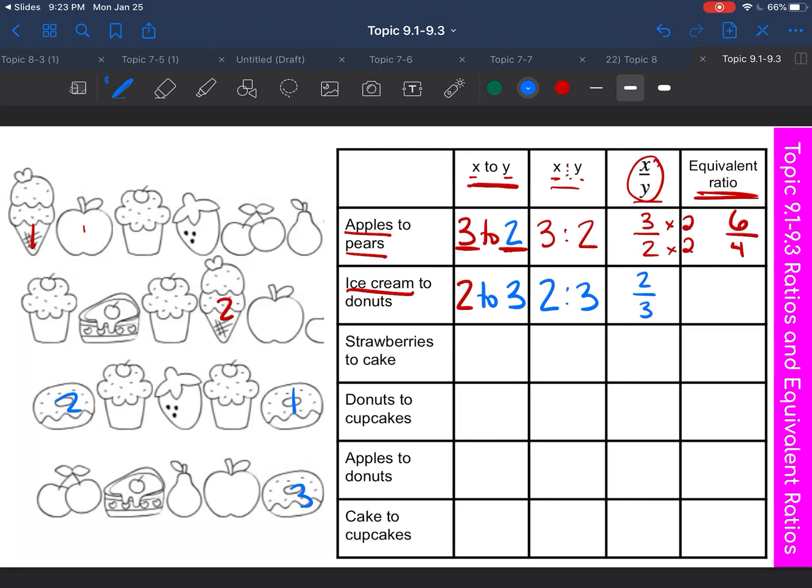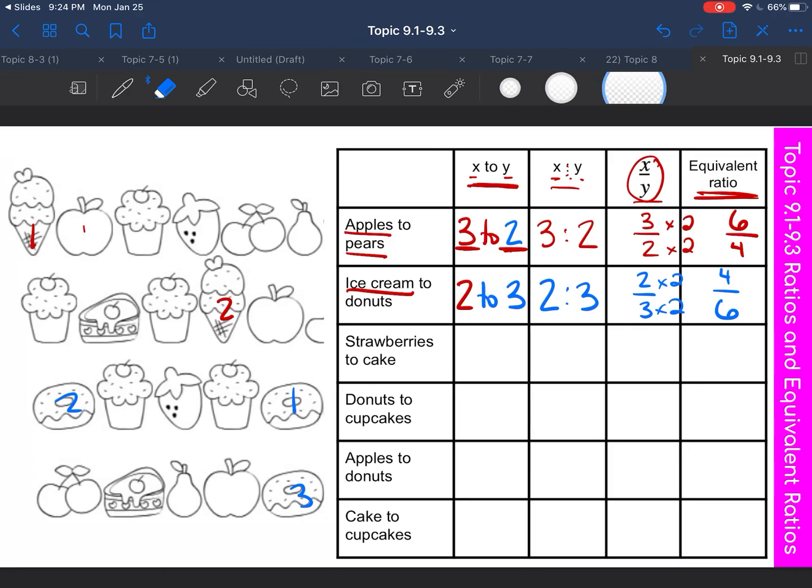And again, what could an equivalent fraction be for 2 to 3? If you want to multiply by 2 or 3 or 4, whatever you decide, I just did times 2 top and bottom. You would get 4/6 as an equivalent fraction, or equivalent ratio, 4 to 6.